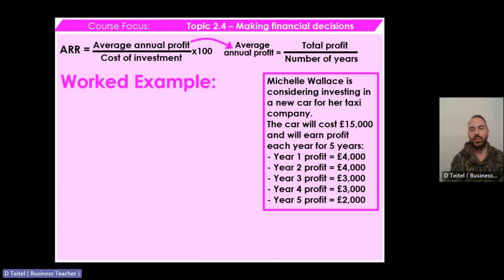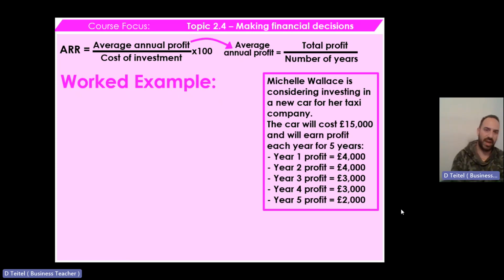So we've got the formula there at the top. All right, moving back to it. Michelle Wallace is considering investing in a new car for her taxi company. The car will cost £15,000 and will earn profit each year. The predicted profit that it is going to make is £4,000 in the first 2 years, £3,000 in the next 2 years, and £2,000 in the last year.